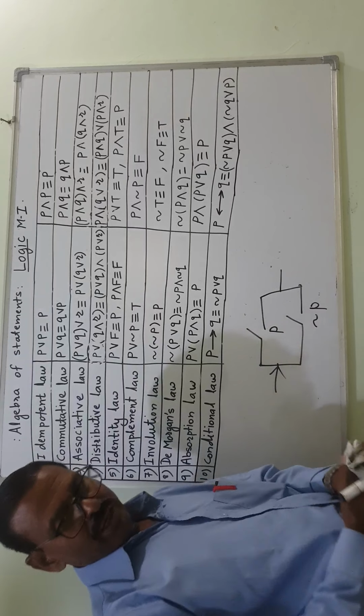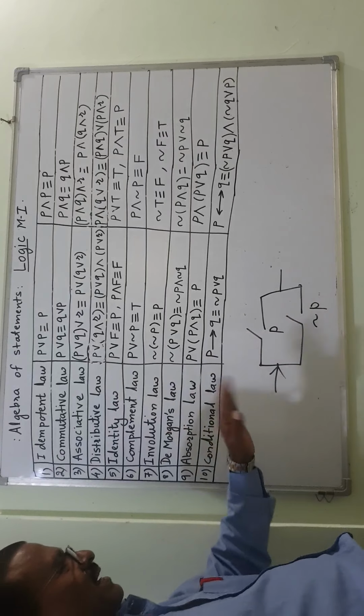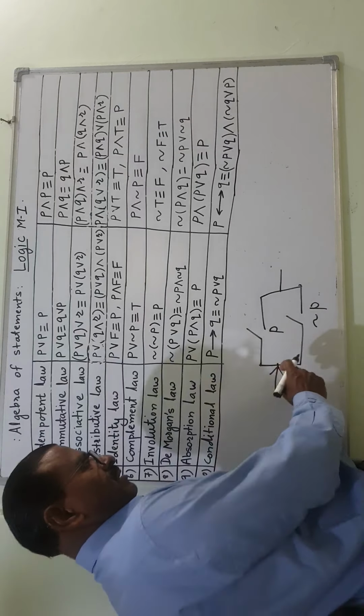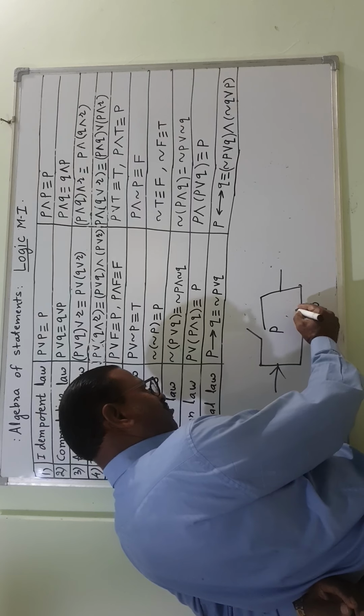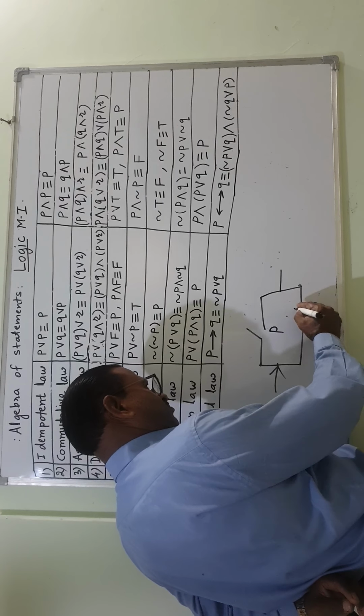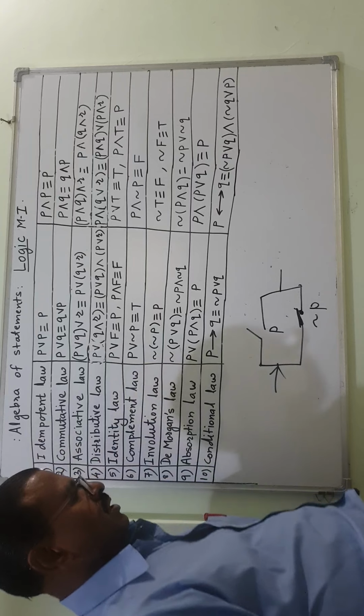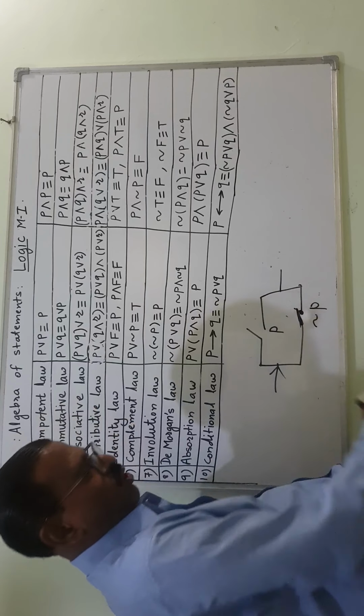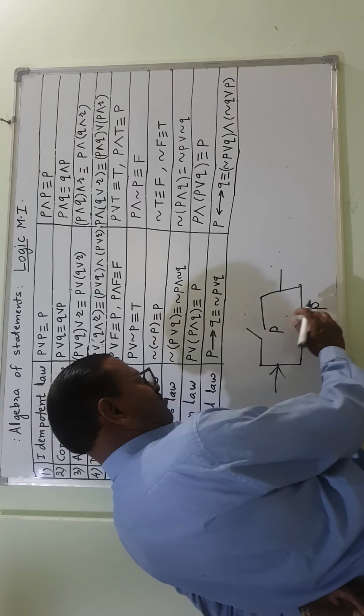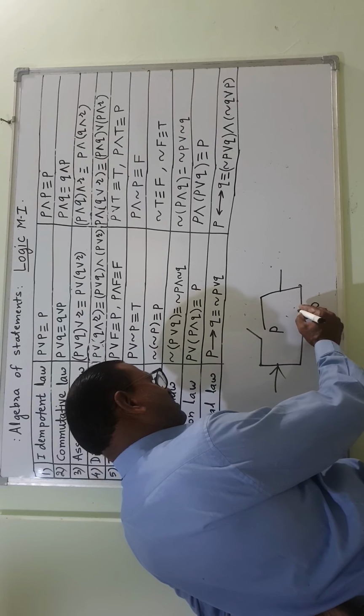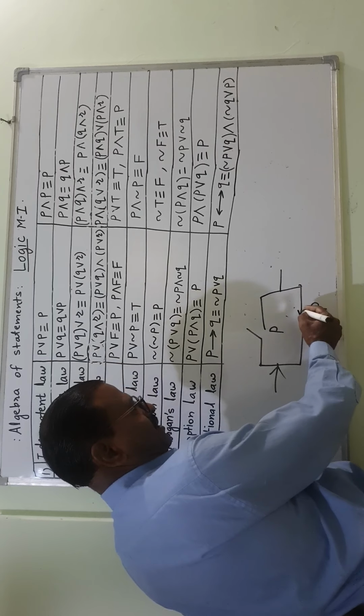So in the electrical circuit, how will it be? It will be like this. If this is open, this will be closed. It is not fixed, it is just changing positions like this. It is closed.